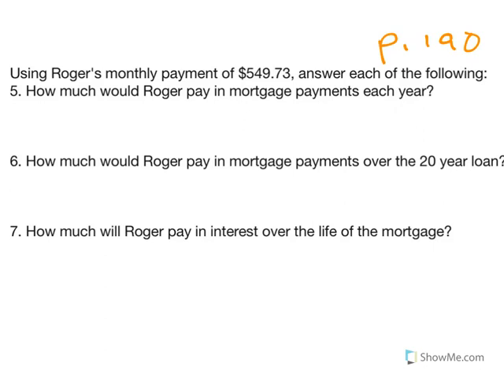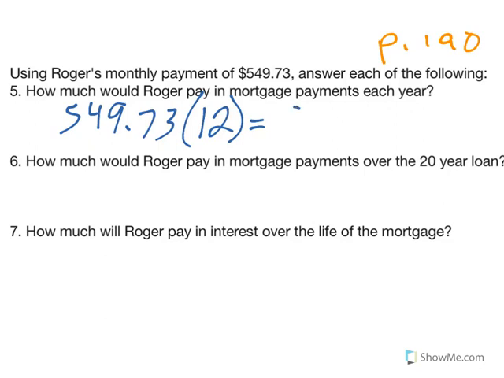So still on page 190, number 5. How much would Roger pay each year? Well, actually, why don't you guys hit pause and try to do these questions and then come back. You'd probably be able to do them by yourself. But try that first before you watch the explanations. So here in number 5, how much does Roger pay in mortgage payments each year? Well, if he pays $549.73 each month, and there are 12 months in a year, we just multiply that by 12. So his total for 1 year is $6,596.76.